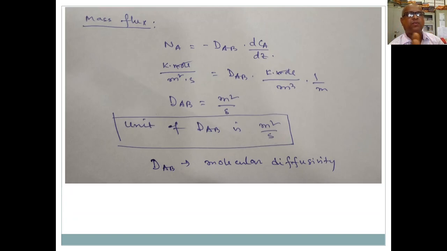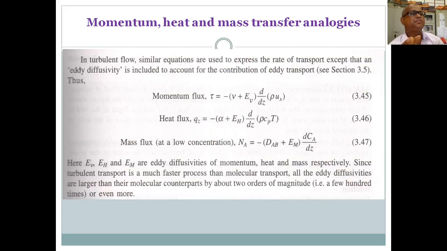So all these processes are taking place in a similar fashion. So the same laws are applicable here, and that's why there are some similarities, isn't it? Now this is for your laminar flow. Now what happens in turbulent flow?